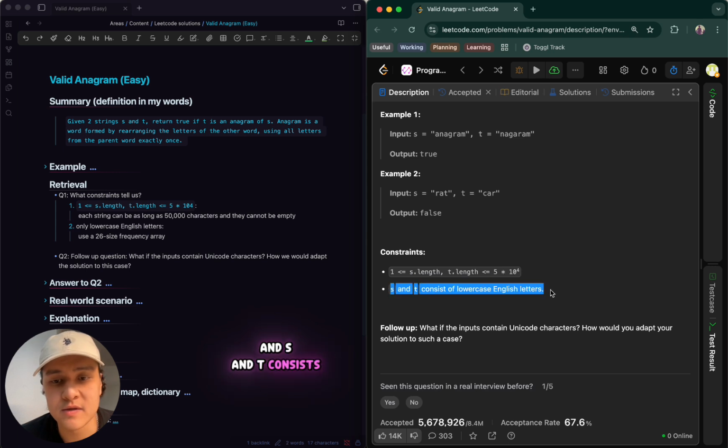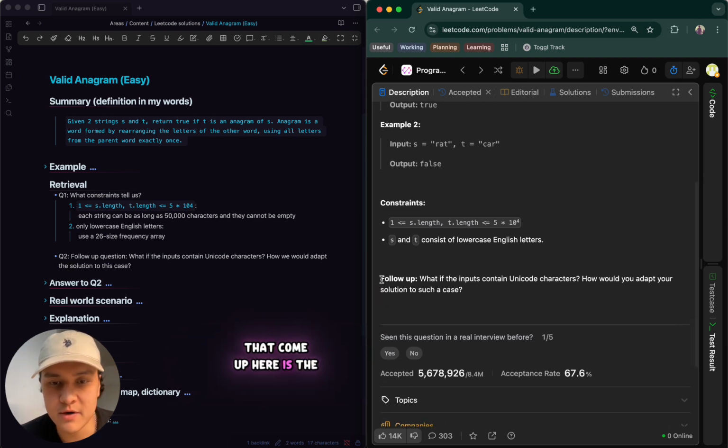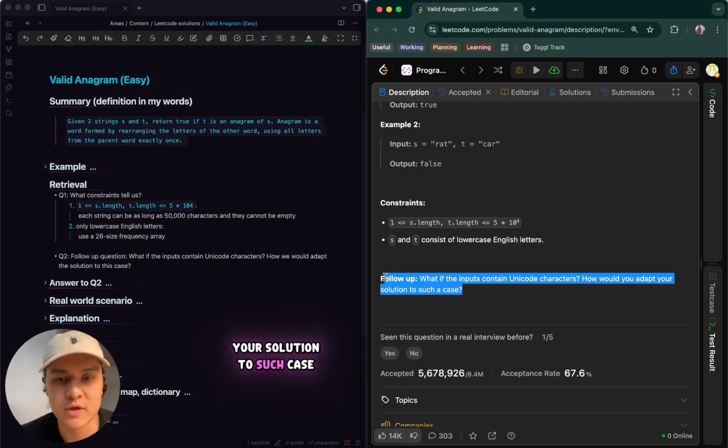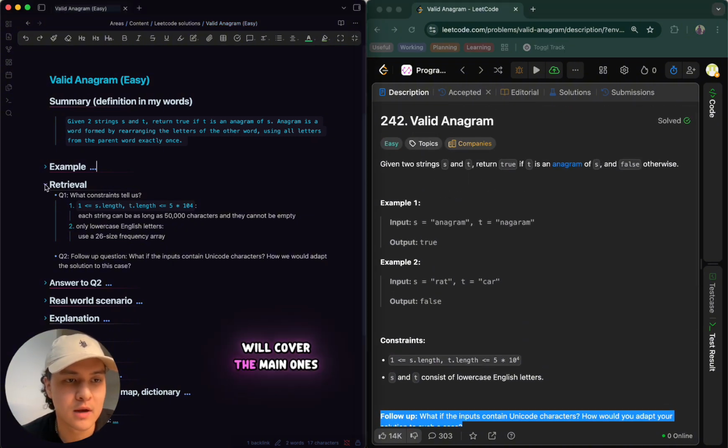S and T consist of only lowercase English letters, which means we can use a 26-size frequency array. The second possible question is the follow-up: what if the inputs contain Unicode characters instead of just lowercase English letters, and how would you adapt your solution to such a case? I will cover this solution deeply, but it will be at the end. First we will cover the main ones.